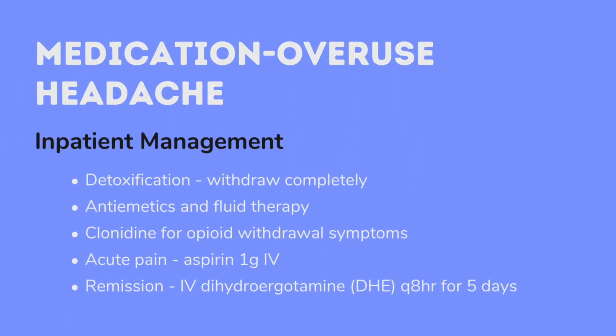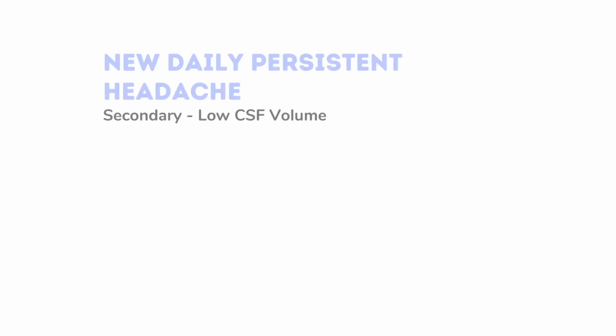Inpatient management is more on the detoxification of the patient, with complete removal of the analgesic and supporting antiemetic and fluid therapy. Clonidine may be given for those having opioid withdrawal syndromes. Residual pain may be managed with IV aspirin 1 gram. For remission, ergot alkaloid IV DHE every 8 hours for 5 days may be given.